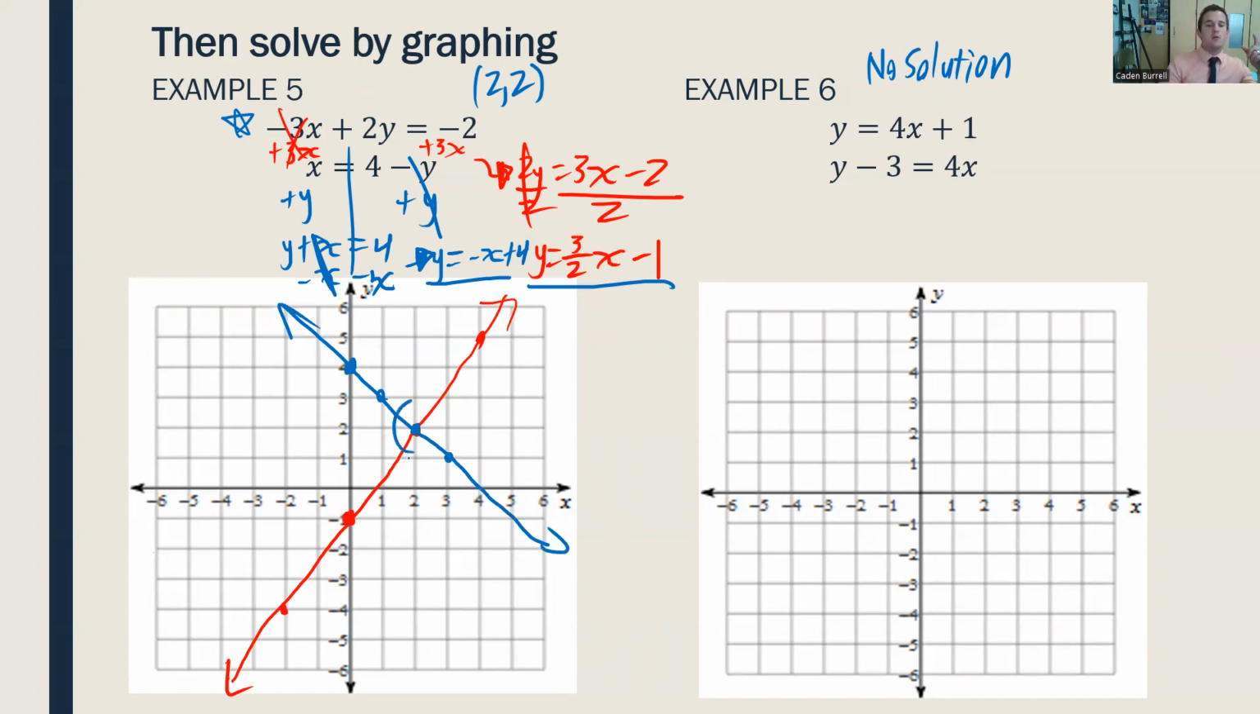And you can see that the point where they intersect is indeed 2, 2. So the solution to that system of equations is 2, 2. X equals 2, y equals 2.